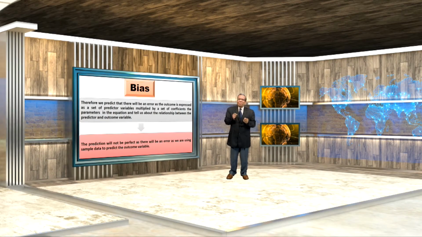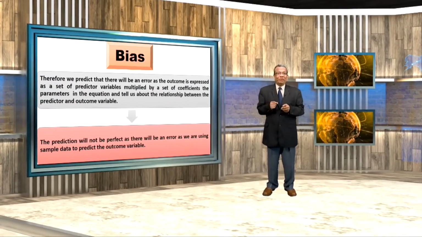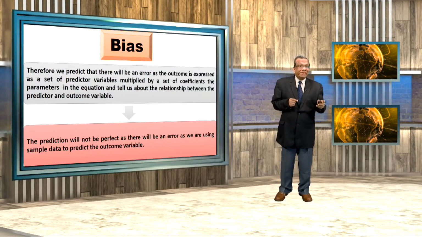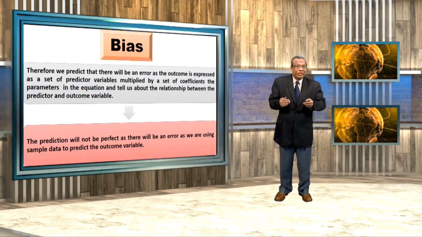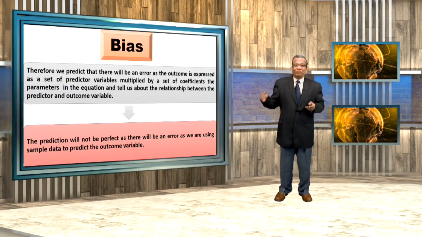Therefore, we predict that there will be an error, as the outcome is expressed as a set of predictor variables multiplied by a set of coefficients, the parameters in the equation, and tell us about the relationship between the predictor and outcome variable. The prediction will not be perfect, as there will be an error, as we are using sample data to predict the outcome variable.